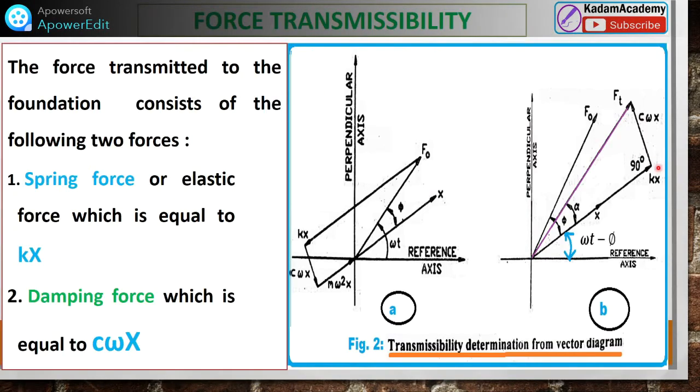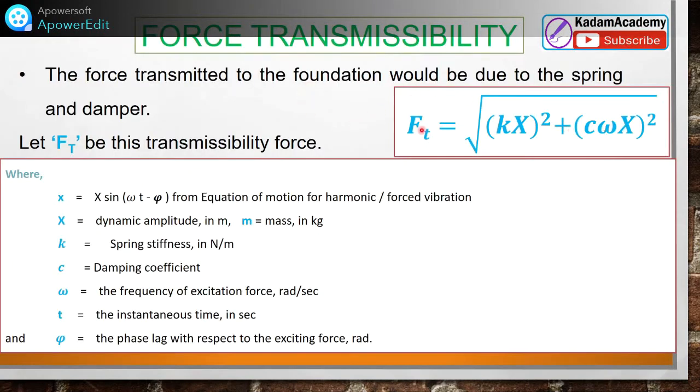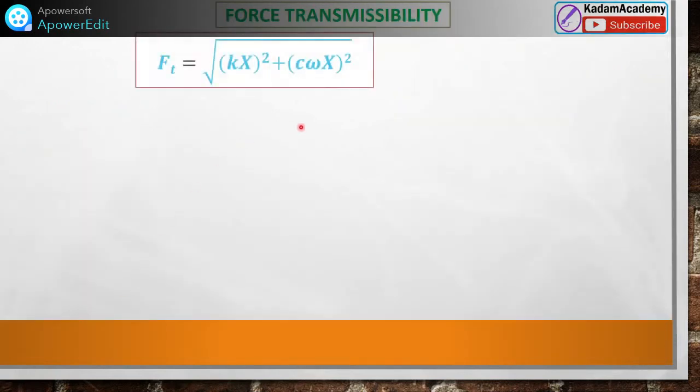Friend, what I studied is the force transmissibility. From this figure, this is considered as a triangle with a 90 degree angle. So (C omega x) square plus (Kx) square is equal to Ft square. Rewriting this equation, the force transmitted Ft is equal to the square root of (Kx) square plus (C omega x) square. You can write it like this also. This terminology we have already studied, so we are not going to study it here.